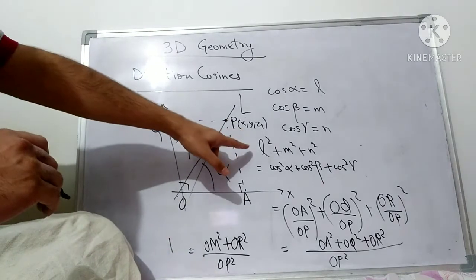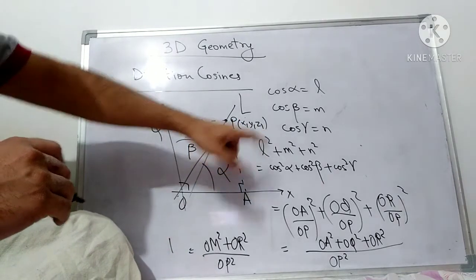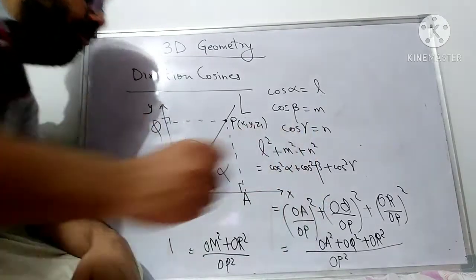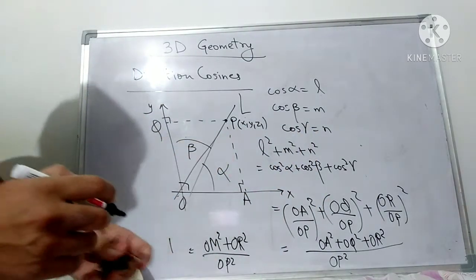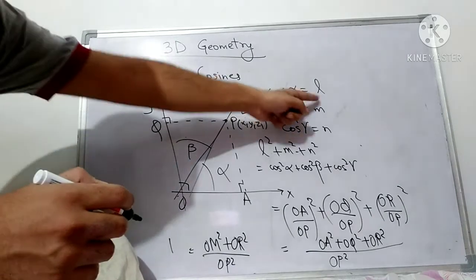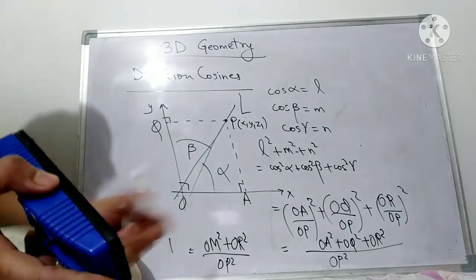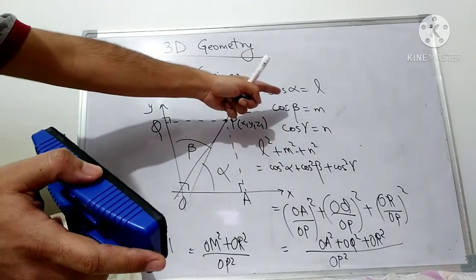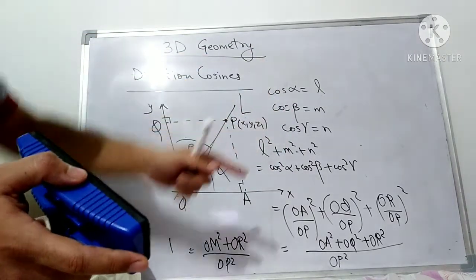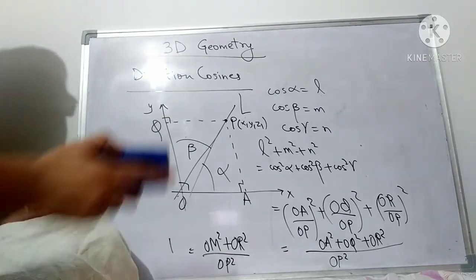Okay, so we have this result for direction cosines: L square plus M square plus N square is equal to 1. Always remember the sum of squares of the direction cosines. If the direction cosines are L, M and N, and we take the sum of the squares of these direction cosines, which means L square plus M square plus N square, then we get the value 1.